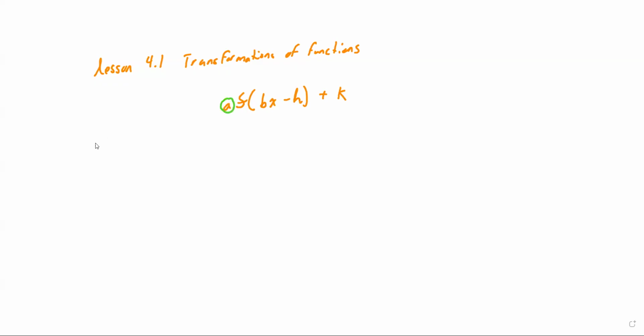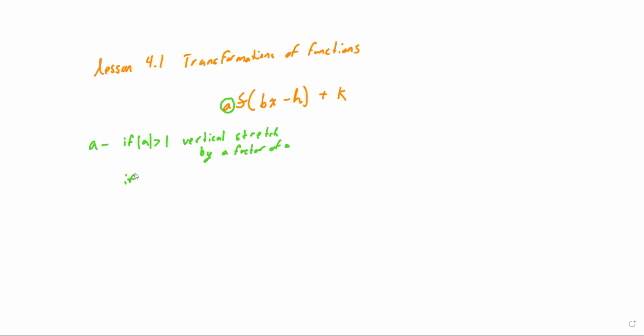Try to color code this as best I can. So A is going to deal with all your vertical stretching, compression, and reflecting. So the first thing it can do is, if the absolute value of A is greater than one, it will be what we call a vertical stretch by a factor of A.